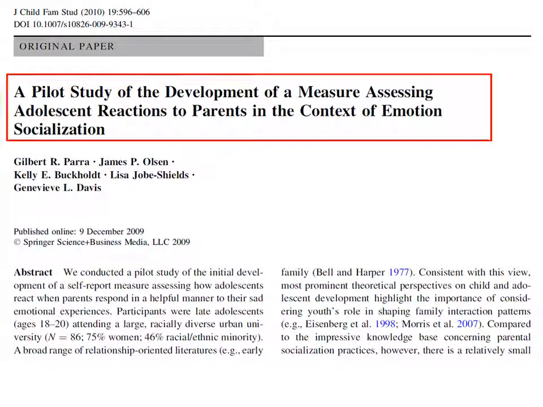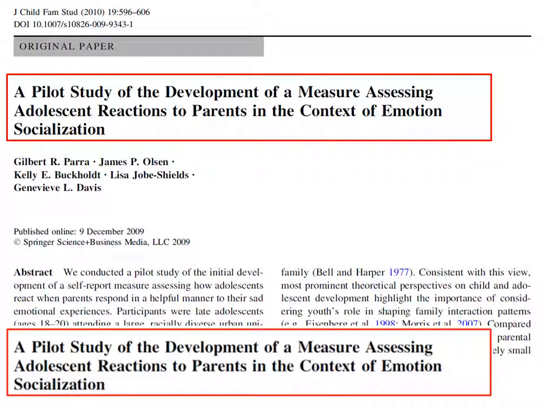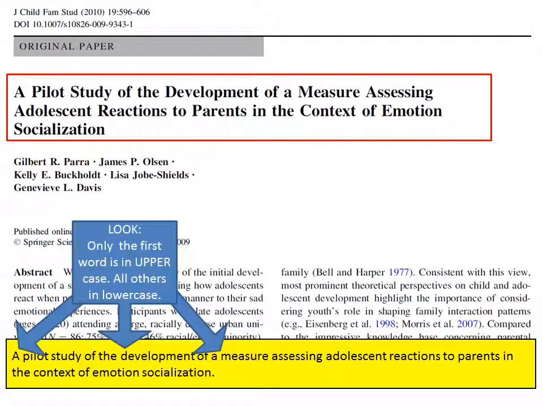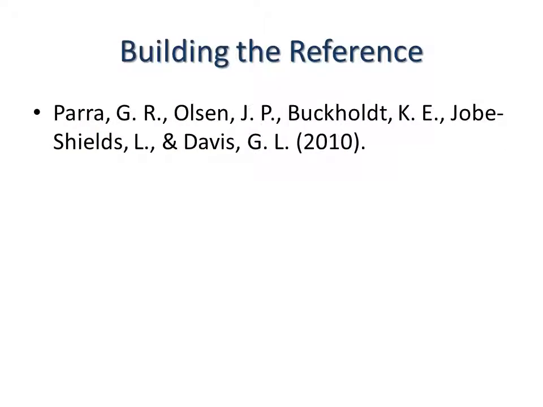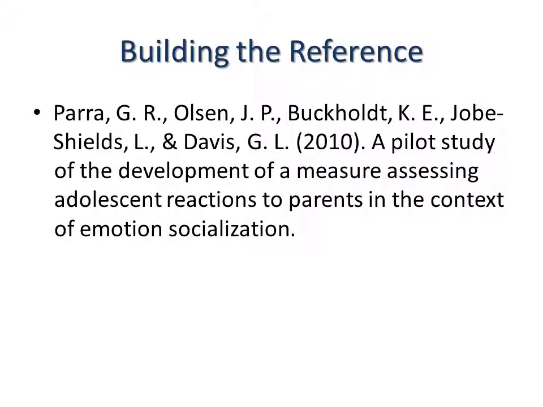After that, we need the title of the paper. And so this is the pilot study for this measure. And the way that we're going to type this out is we're actually going to put only the first word in capital letters. Everything else is in lowercase letters. We'll go ahead and add that to the reference, typing that out. A pilot study of the development of a measure assessing adolescent reactions to their parents in the context of emotion socialization. Again, just that first word is in capital letters.